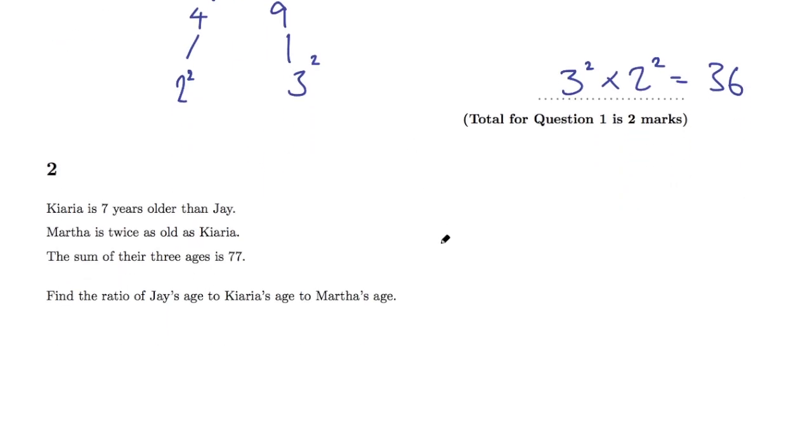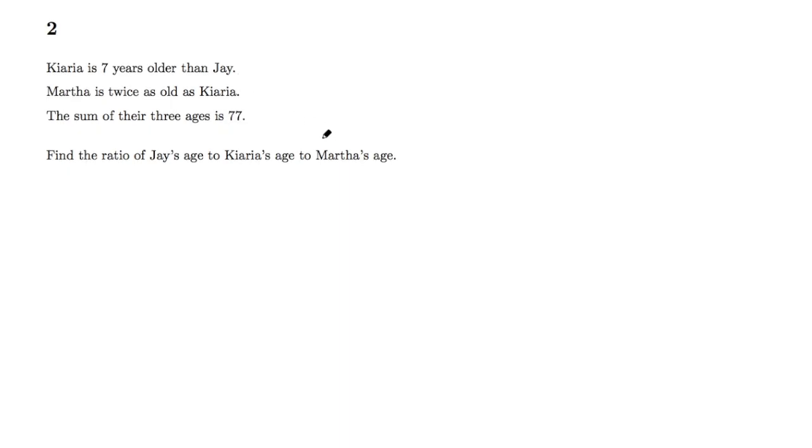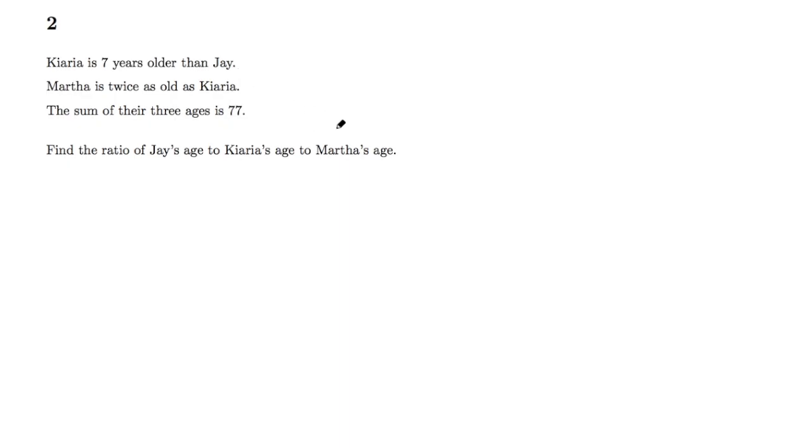Okay, question 2 says Kiara is 7 years older than Jay. Martha is twice as old as Kiara. The sum of the 3 ages is 77. Find the ratio of Jay's age to Kiara's age to Martha's age. Okay, so we're given some relationships here.